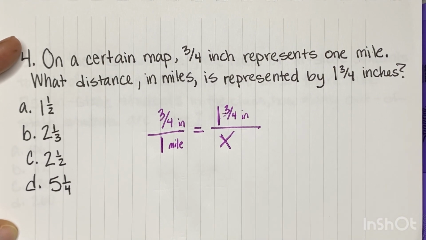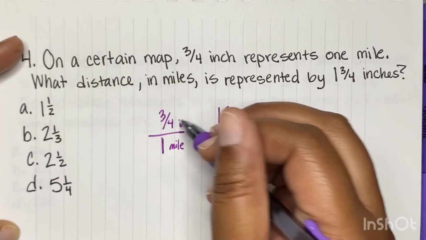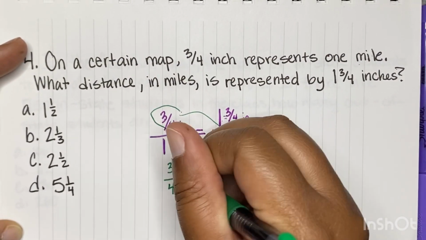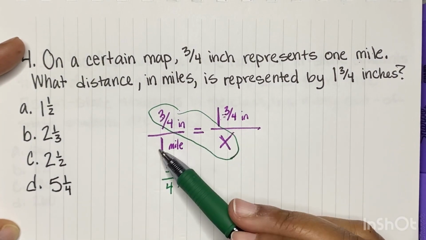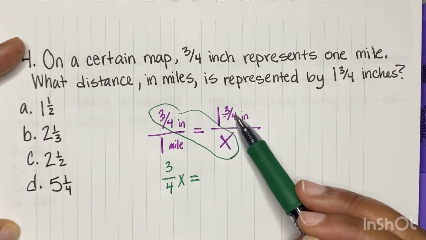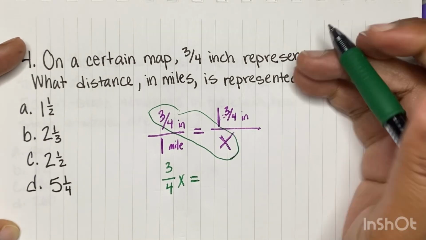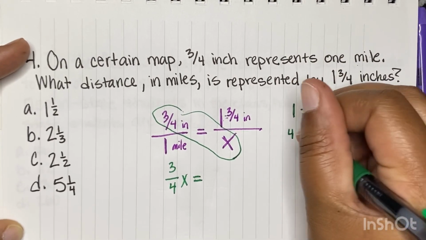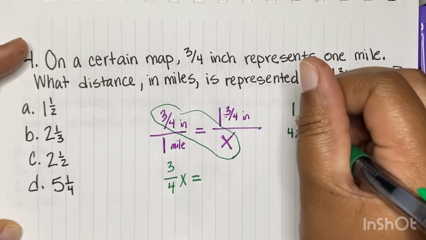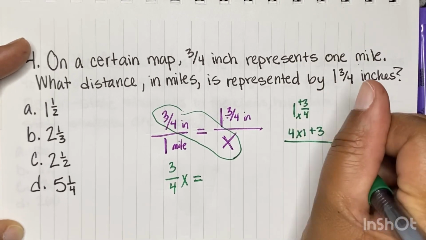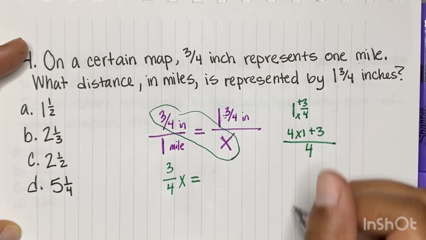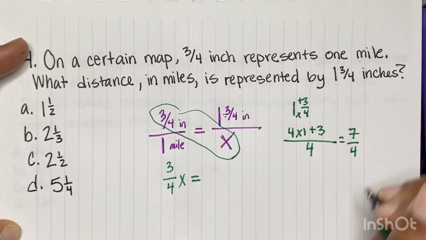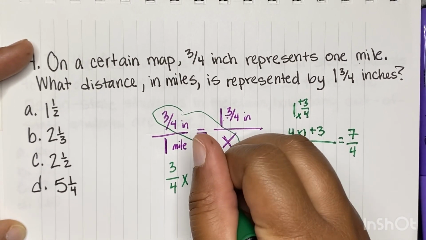So now we're going to cross multiply. So 3/4 times X is going to be 3/4 X equals. Now we're going to do 1 times this mixed number, but we want to change this mixed number into an improper. And how we do that is we do 4 times 1 and we add the numerator. So we times and add, and we always keep it over the same denominator, which is 4. So 4 times 1 is 4 plus 3 is going to be 7/4. Okay, so we're going to get this 7/4.